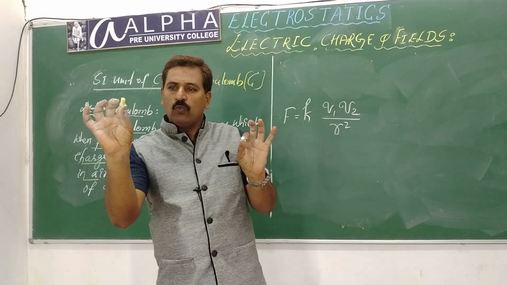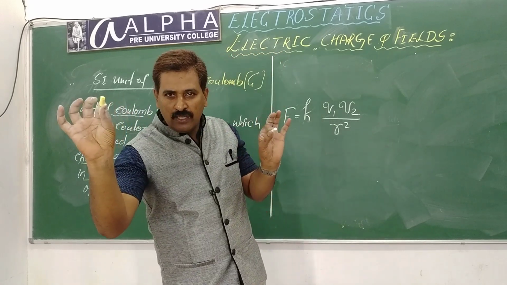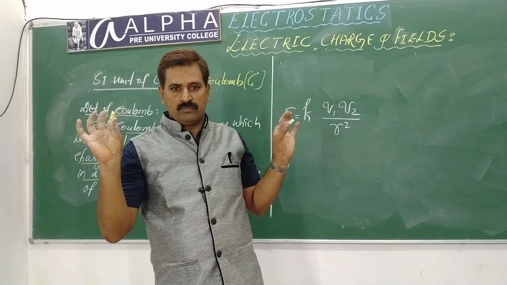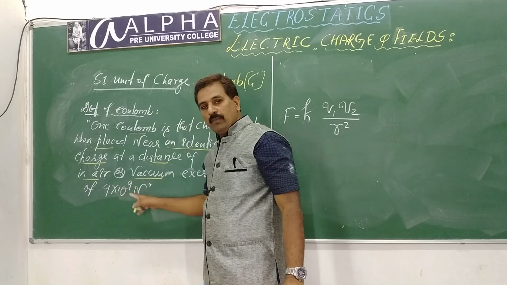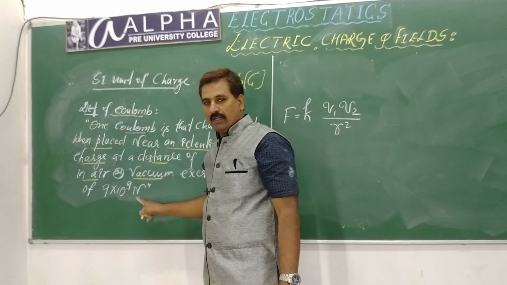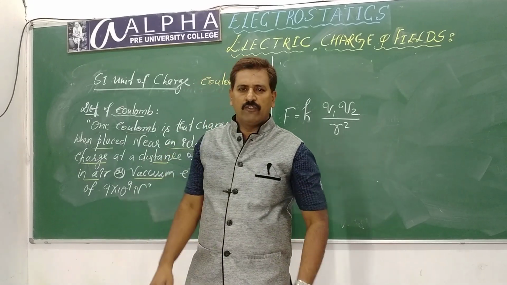This is an identical 1 coulomb charge only. The separation is 1 meter in air or vacuum. Then what is the force? The force will be 9 × 10^9, repulsion. 9 × 10^9 is a huge value, a very big value.